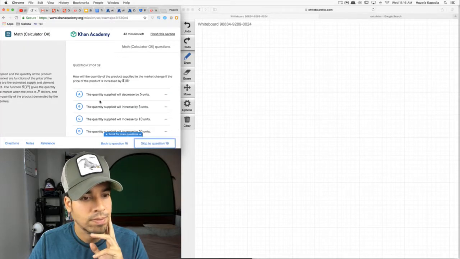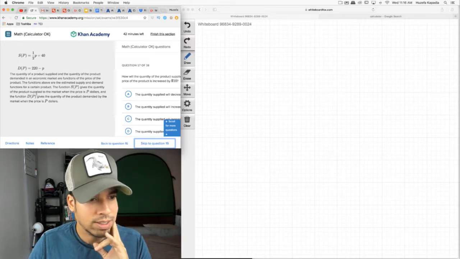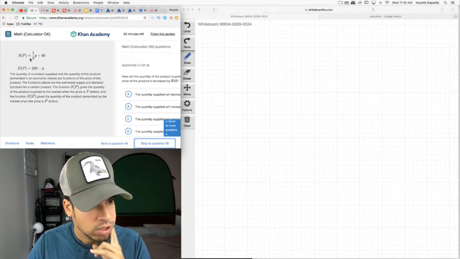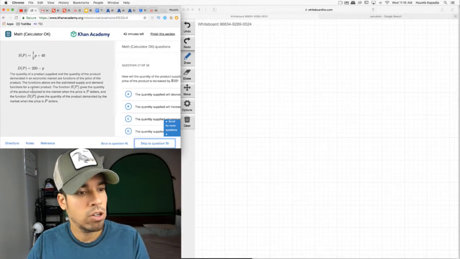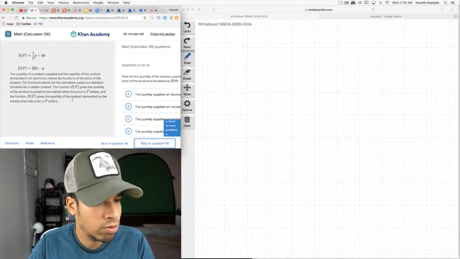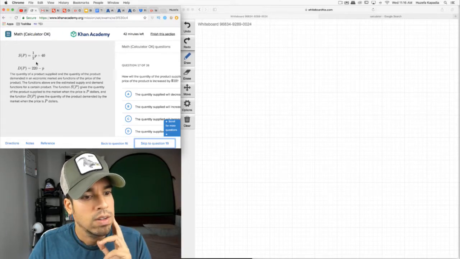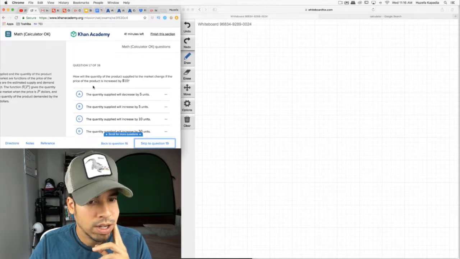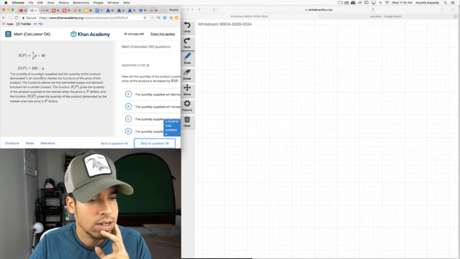Okay, next. The quantity of a product supplied and the quantity of the product demanded in an economic market are functions of the price of the product. Got it. Both of these are functions of price, supply and demand, basically. The functions above are the estimated supply and demand for a certain product. This gives the quantity of the product supplied to the market when the price is $p, and this is the demand. How will the quantity of the product supplied to the market change if the price of the product increases by $10?